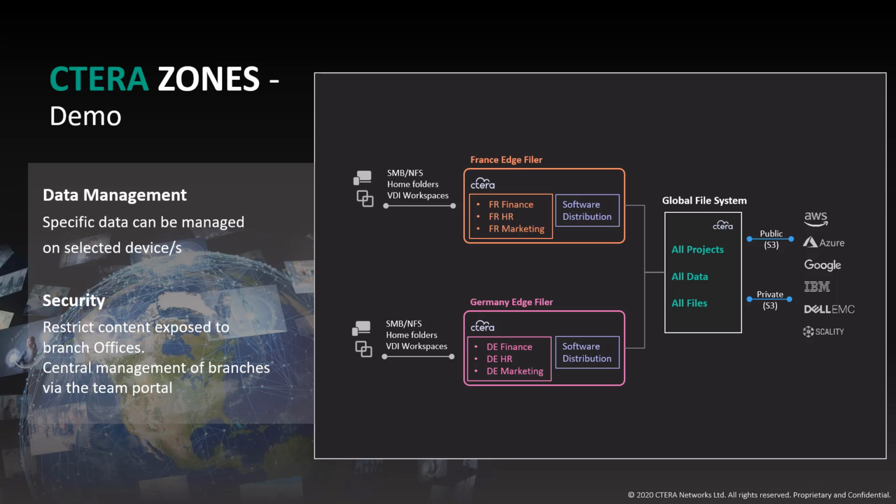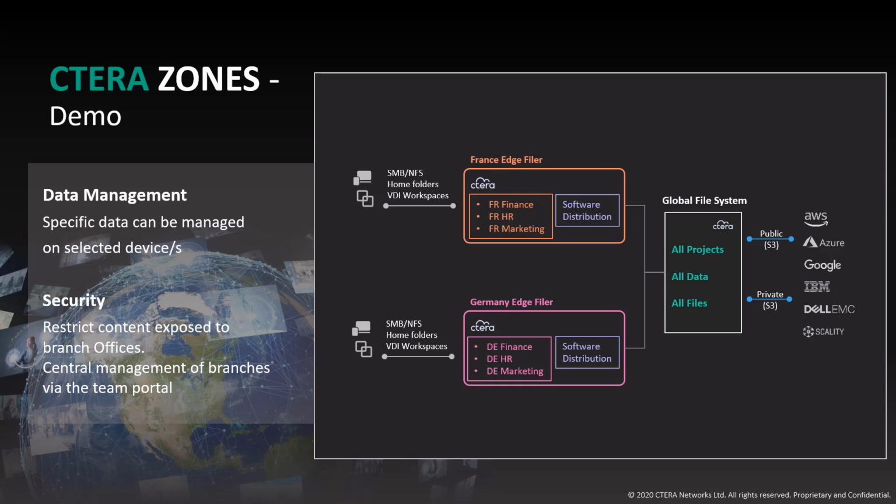In the demo, we'll see how certain folders are visible only on specific edge filers, and on the other hand, there is content which is visible to both. As you can see here, France Finance, France HR, and France Marketing folders are visible only to the France edge filer. But the software distribution folder is available to both the France edge filer and the Germany edge filer.